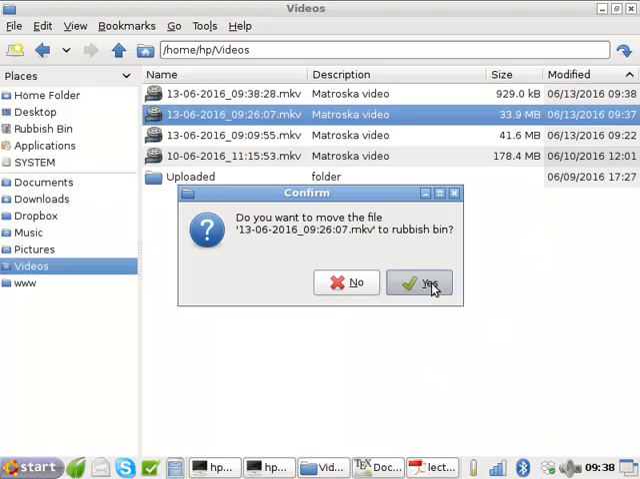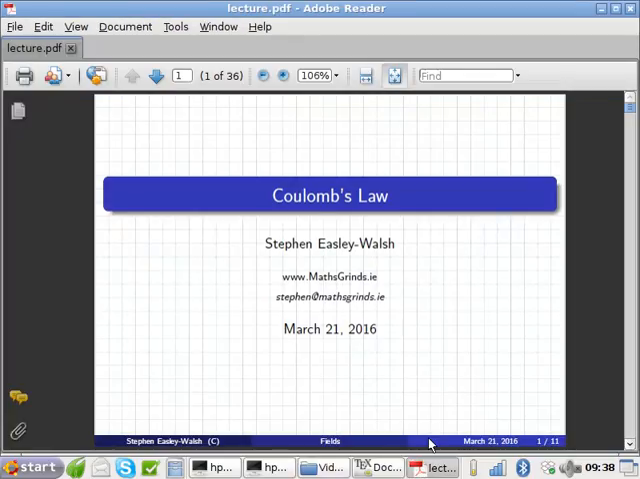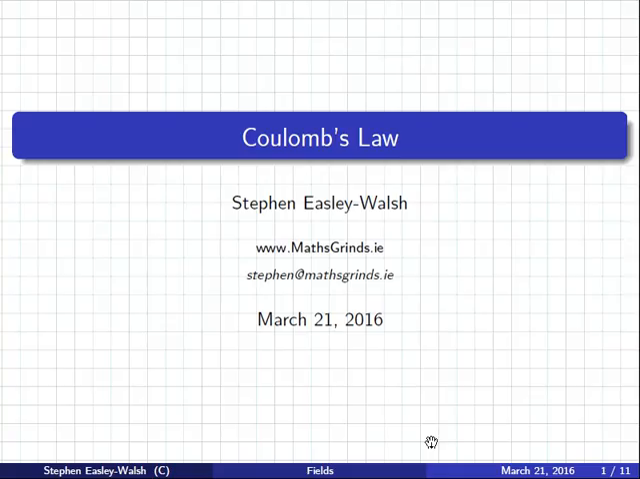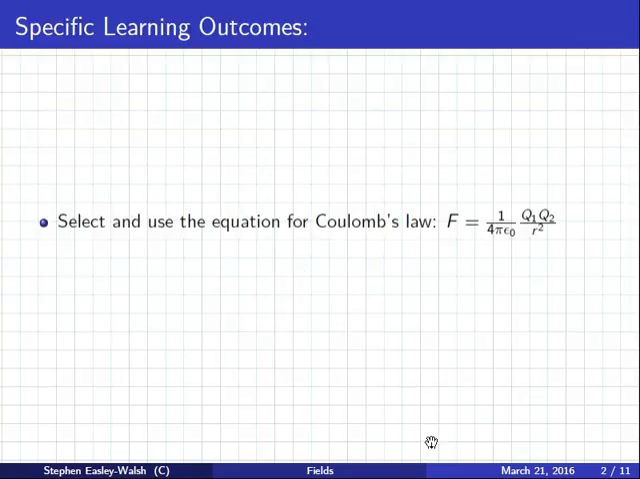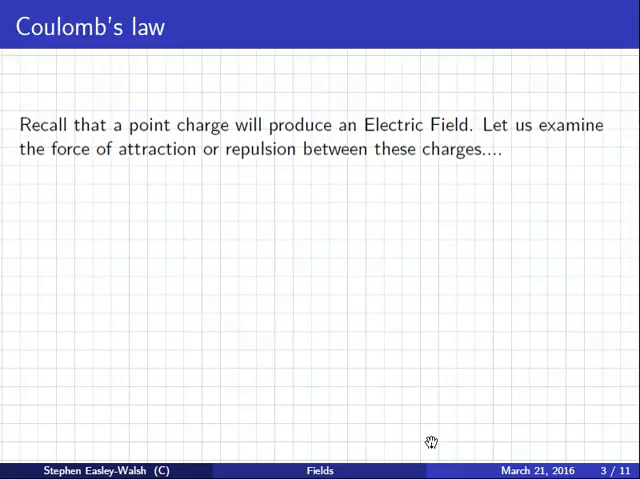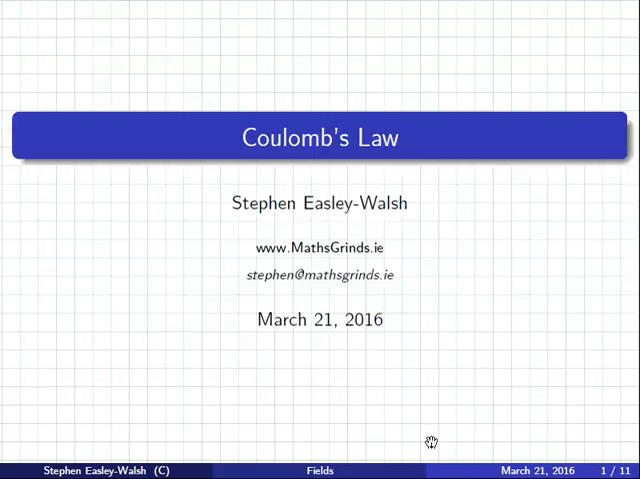Yes. Coulomb's law. Let's pretend that didn't happen. Right. What? Coulomb's law. You got this? I don't know. Somebody moved it, I think.